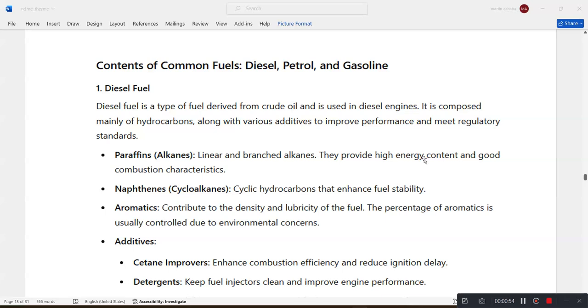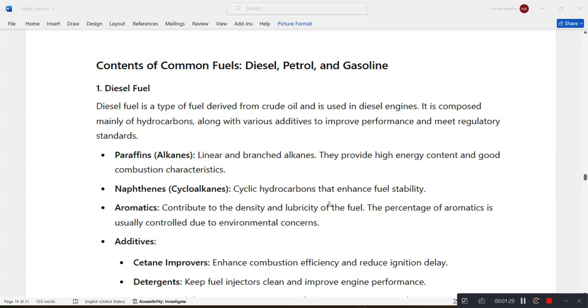The naphthenes, these are cycloalkanes, cyclic hydrocarbons that enhance fuel stability. Now, what about the other additives? They include the aromatics, and these are the ring hydrocarbons that contribute to density and lubricity of the fuel. The percentage of aromatics is usually controlled due to environmental concerns because aromatics are not good to the environment.